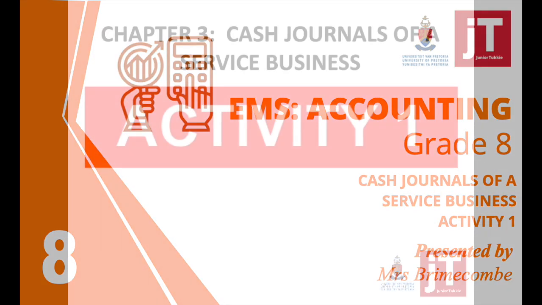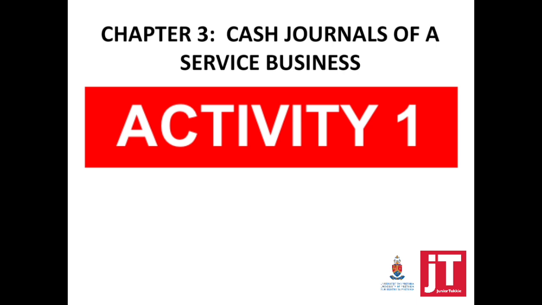We're going to look now at Chapter 3, Cash Journals of a Service Business. Before we start with this chapter and this activity, we're just going to go back and look at what we have done to this point. In Chapter 1, we focused on accounting theory. It is imperative for you to make sure that you understand the accounting theory. You cannot apply it if you don't understand it. So make sure that you go back at any stage. If you are not sure, go back to Chapter 1.